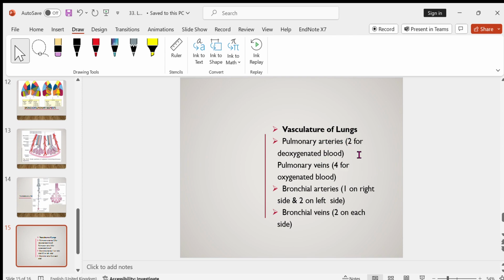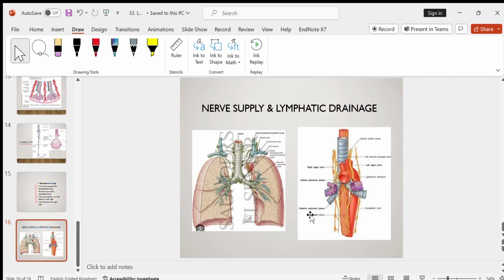The lungs are supplied by pulmonary arteries and bronchial arteries. The bronchial arteries are one on the right side and two on the left side, and the bronchial arteries are branches of the descending aorta. The bronchial veins drain into the azygos veins. Nerve supply of the lungs is by the pulmonary plexus, which is partly formed by the vagi, and lymphatic drainage is through the tracheobronchial lymph nodes.